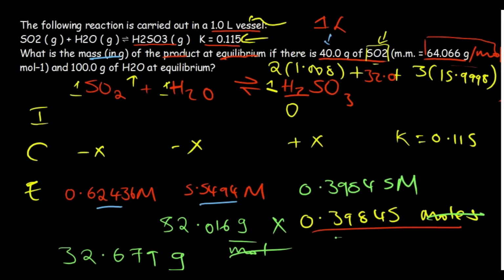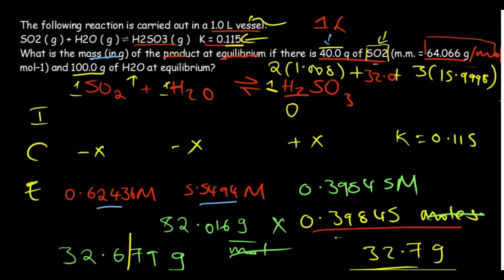Now looking at the piece of information given, just as a tip, our K value had 3 significant figures, this had 4, that had 3. So leaving our answer to 3 significant figures would cut it there, so it will be 32.7 grams.